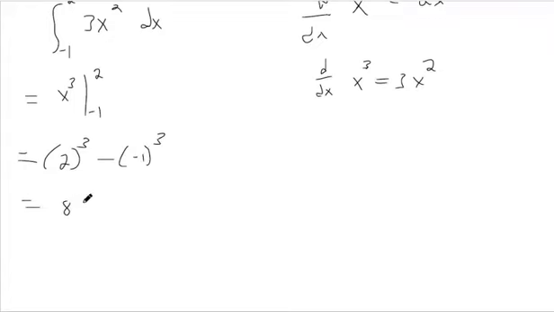So 2 to the third is 8. -1 to the third is still -1. So our answer here is 9.